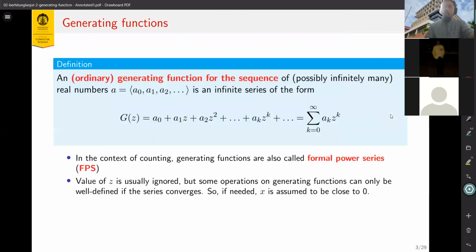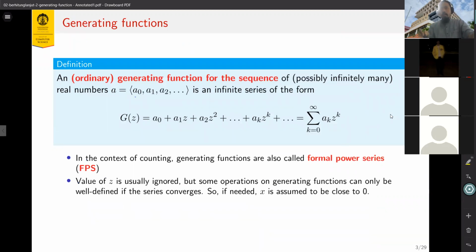So the generating function of the sequence a_0, a_1, a_2, and so on is an infinite series of the form like this. So it's infinitely long, a_0 plus a_1 z and so on. Of course, if the sequence is finite, then you could write it in a finite form, but generally it's infinite. Now this form is also called a formal power series, or power series. This is with z.